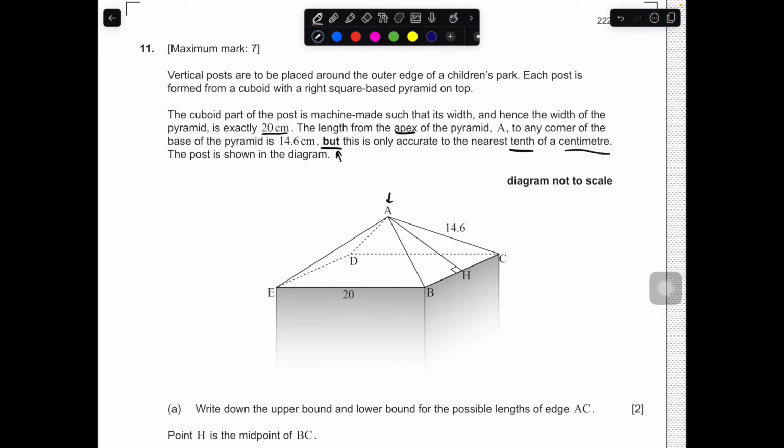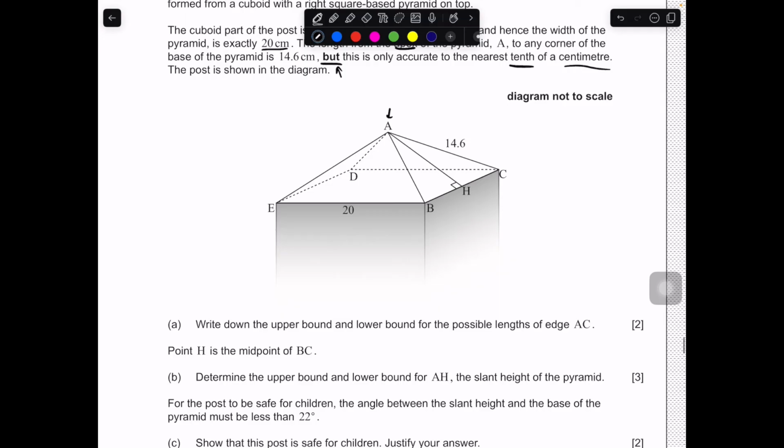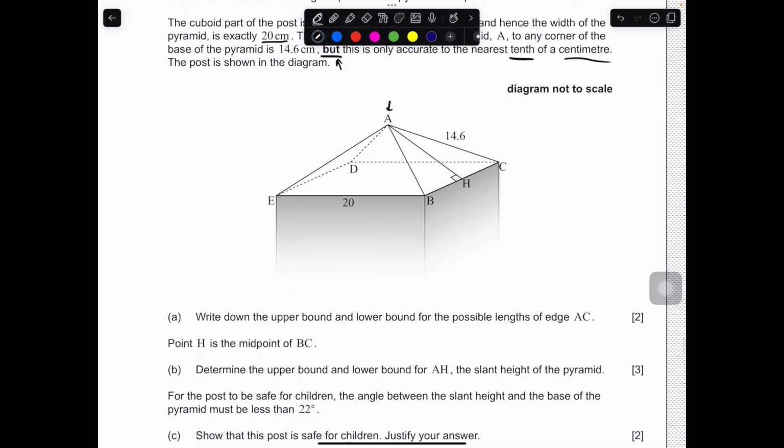Okay. Write down the upper bound and lower bound for the possible lengths of edge AC. Okay, so they gave us AC is equal to 14.6, but it's only accurate to the nearest tenth of a centimeter. And so we can ask ourselves what would be the values that this could actually be in real life if this is just an estimate. And so what does this mean?